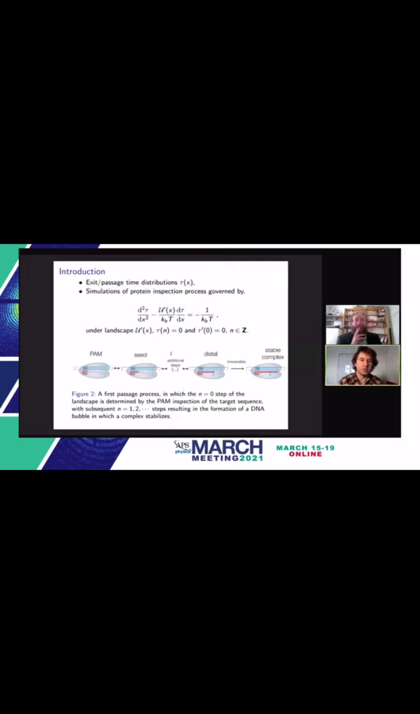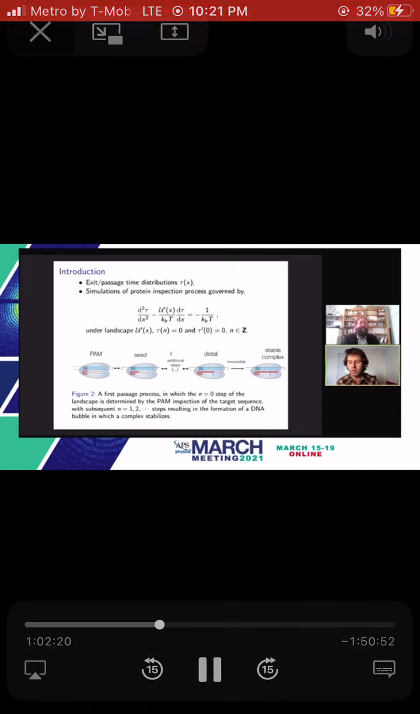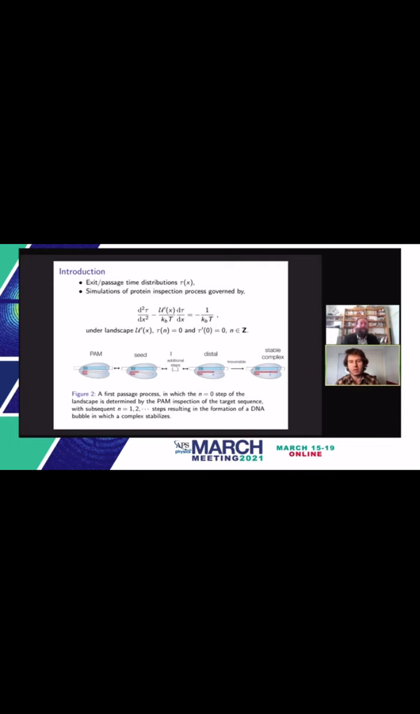For an introduction, we're going to be looking at the exit or passage time distributions tau of x in connection with the figure that I gave on the previous slide. The connection is that once we look at whether a passage time has occurred to an absorbing membrane, say of length 1, 2, and 3, and so on, this will indicate that the complementarity search for the protein, in particular for Cas12a, is undergoing, and that the nucleus can stably form.